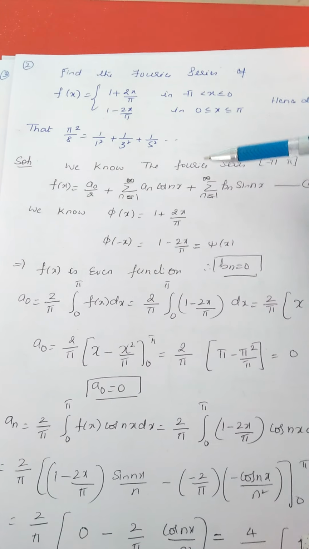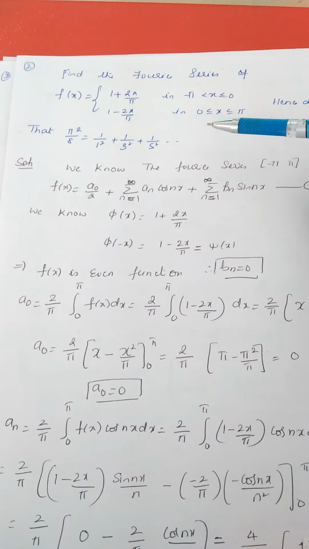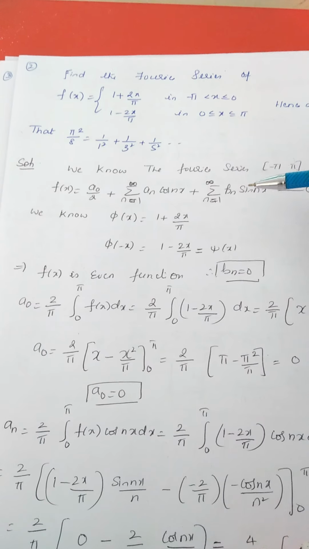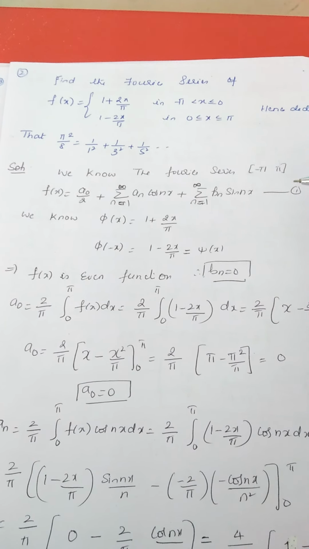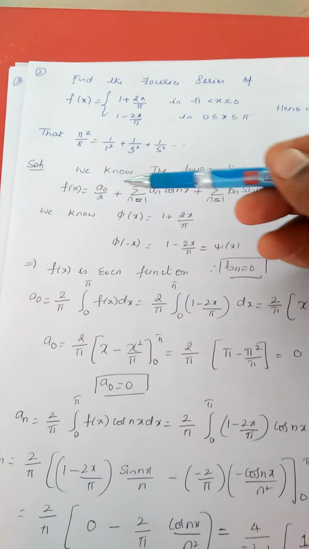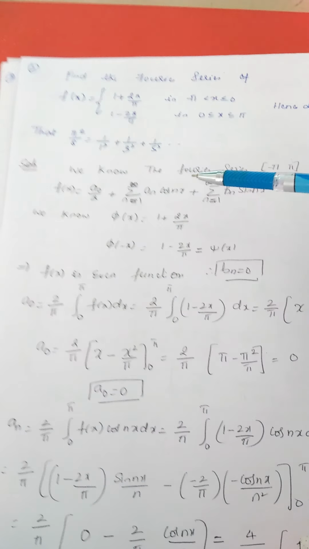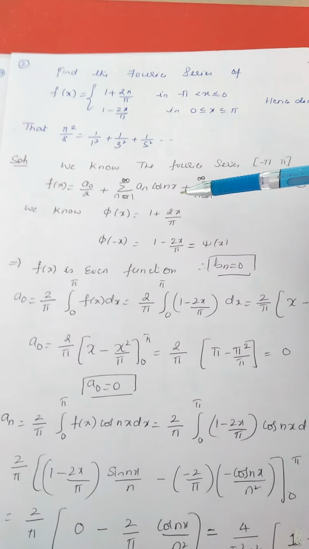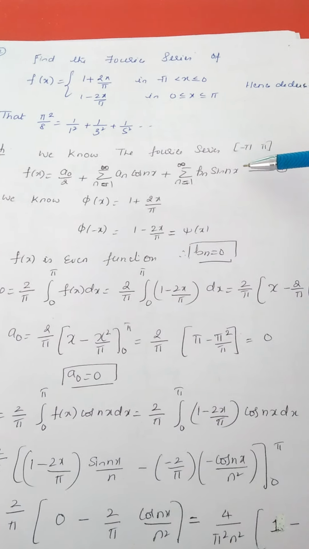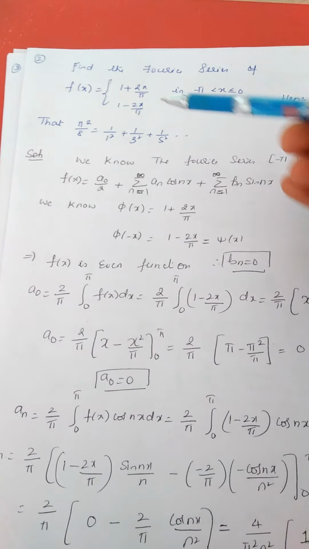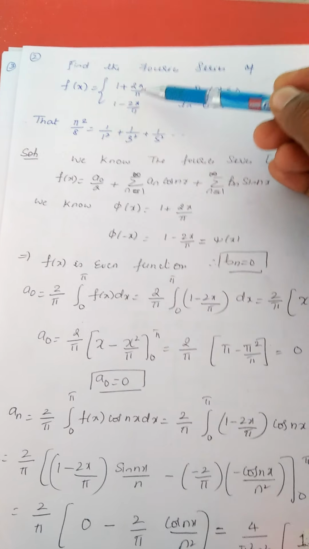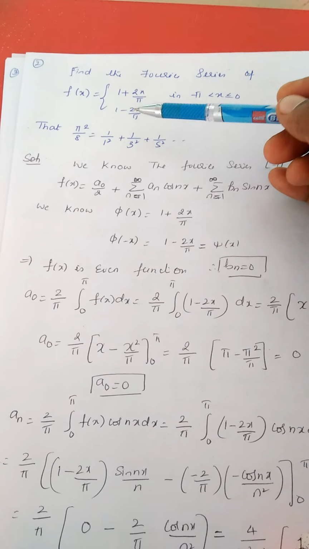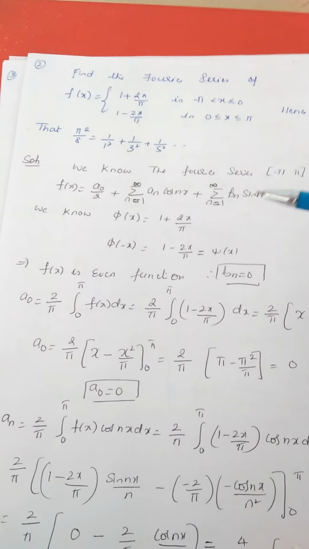Right. Now, if this type of question is given, the first step is we need to write the Fourier series of a function in the interval minus pi to pi, which is given by this equation: f(x) = a0/2 + sum from n=1 to infinity of an cos nx, plus sum from n=1 to infinity of bn sin nx. Now, since it is a split function, we take this term as phi of x and this term as psi of x.